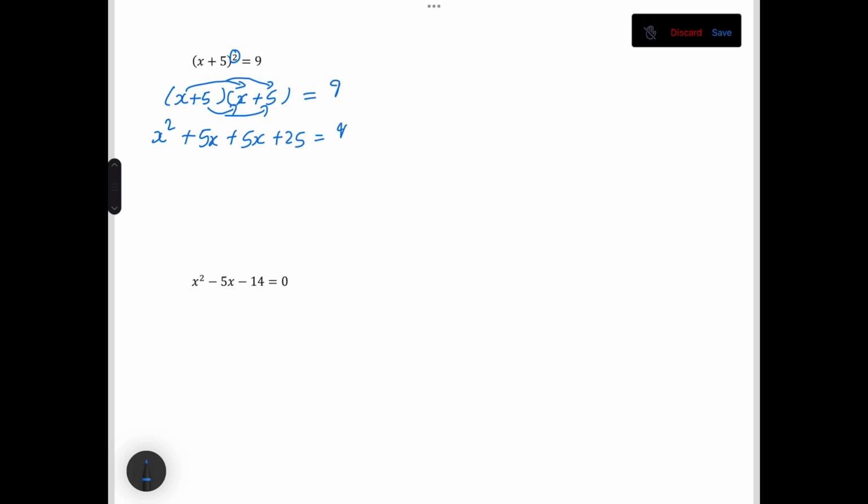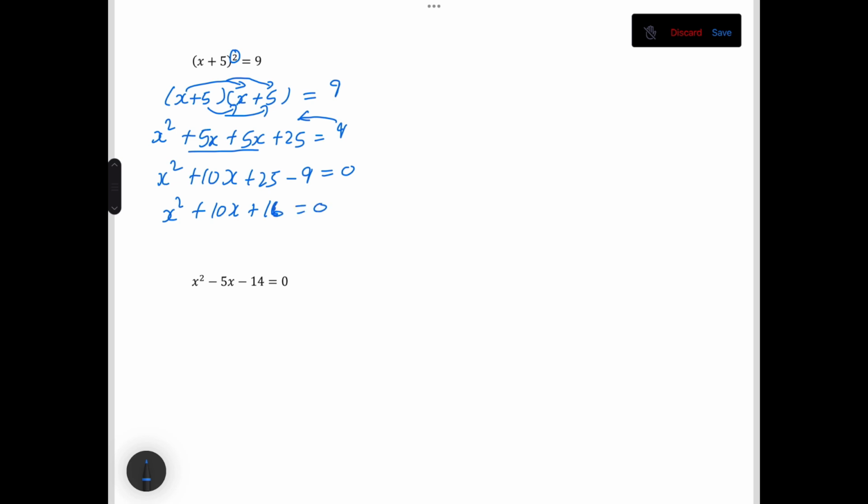equals 9. Now we can add the like terms. They have the same variables and the same exponents, so it gives me 10x plus 25. We transpose the 9 to the left. That gives me minus 9 equals 0. So now we simplify the constant values. That gives me 16. Plus 16 equals 0.